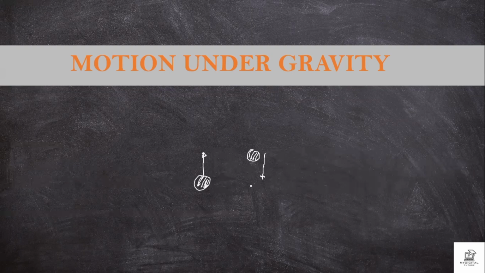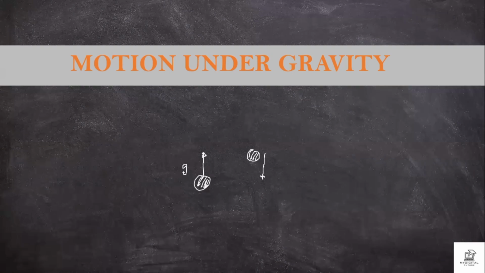An object thrown upward experiences a negative acceleration due to gravity. Because it is against the direction of gravity, it will experience negative acceleration. But when an object falls down or is released from a height, the acceleration due to gravity is g, because the motion is in the same direction as that of the gravitational attraction of the Earth.